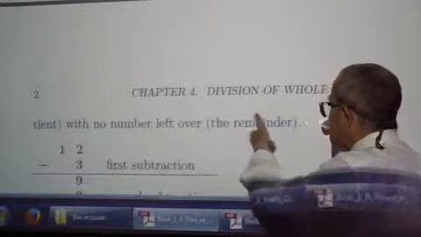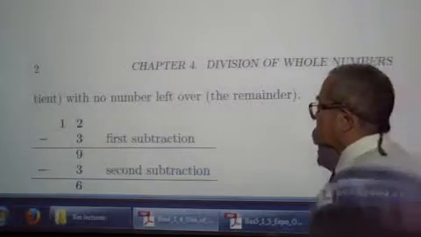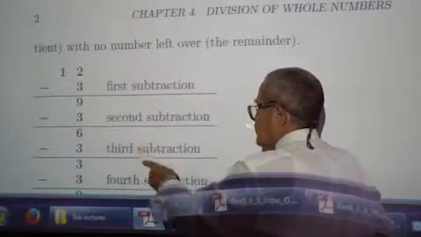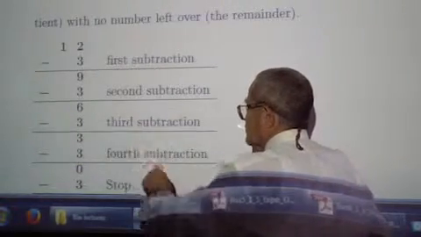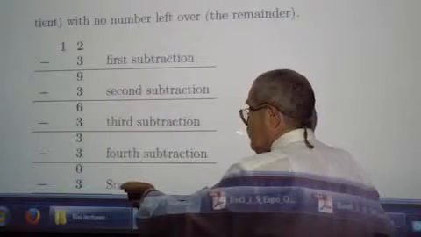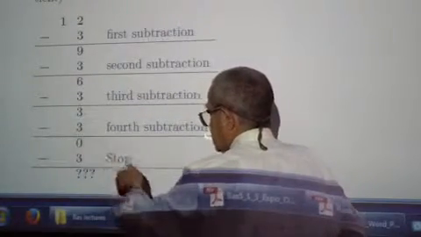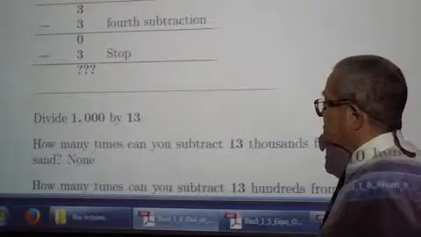Quotient, with no number left over, so no remainder. I can subtract 3 once, I get 9. I can subtract 3 a second time, I get 6. I can subtract 3 a third time, I get 3. A fourth time, I get 0. I cannot continue subtracting. I have nothing left to subtract from, so I stop. So I was able to do that 4 times.